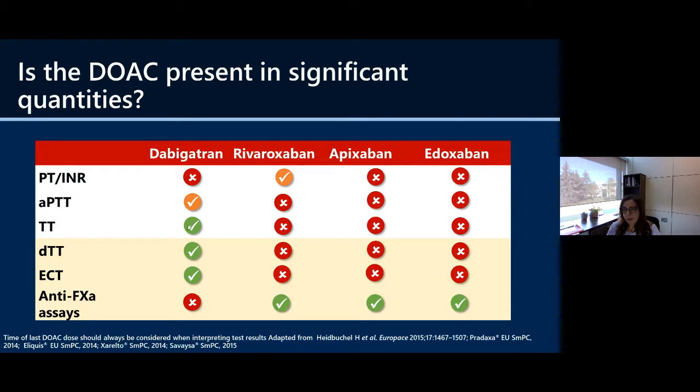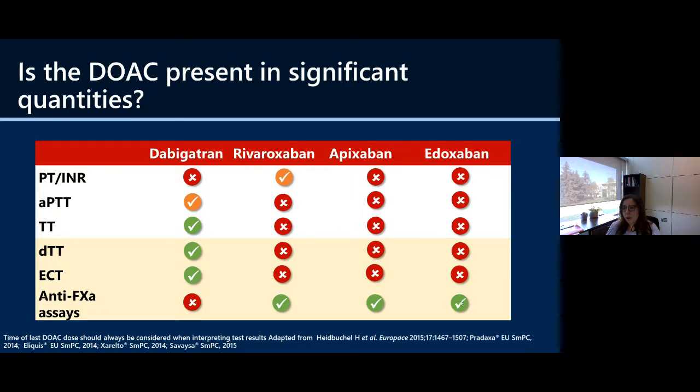The thrombin time here, with a green check mark, is a super sensitive test and probably detects levels of dabigatran that are really, really low and maybe not even hemostatically important. So it actually makes it quite challenging. We do have these other tests, which are the specific DOAC assays. This is the dilute thrombin time, and that's accurate and reliable for measuring dabigatran. The ecarin clotting time, same thing. And then for the factor Xa inhibitors, we have calibrated drug-specific anti-factor Xa assays.